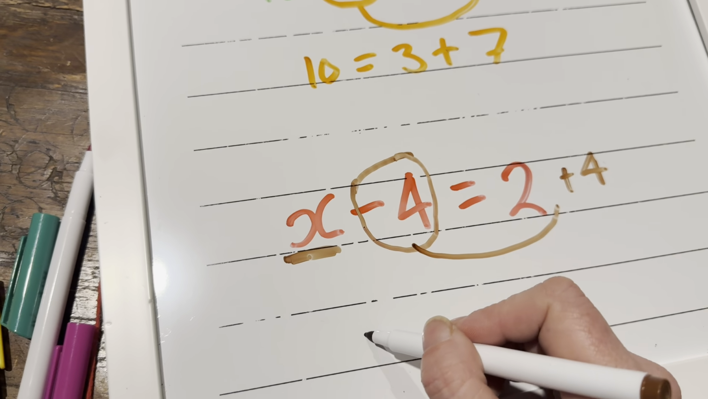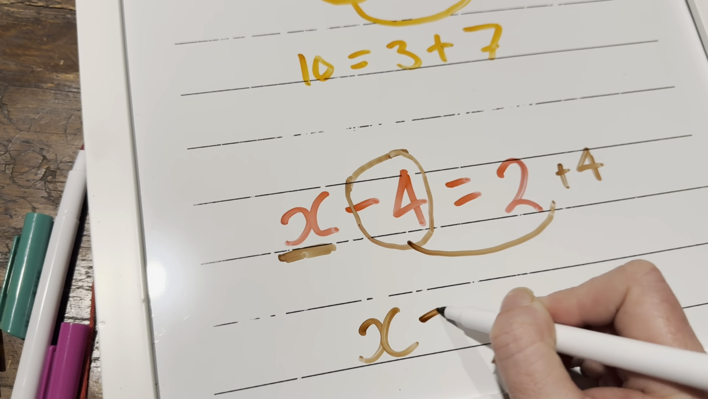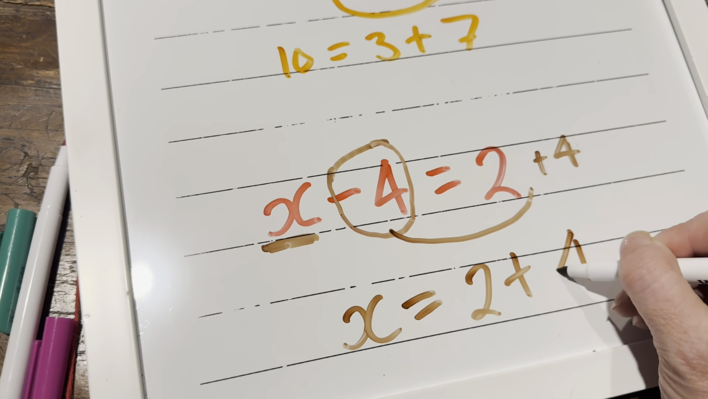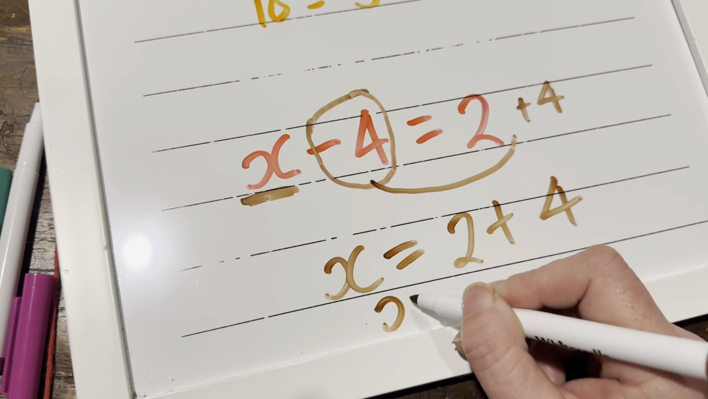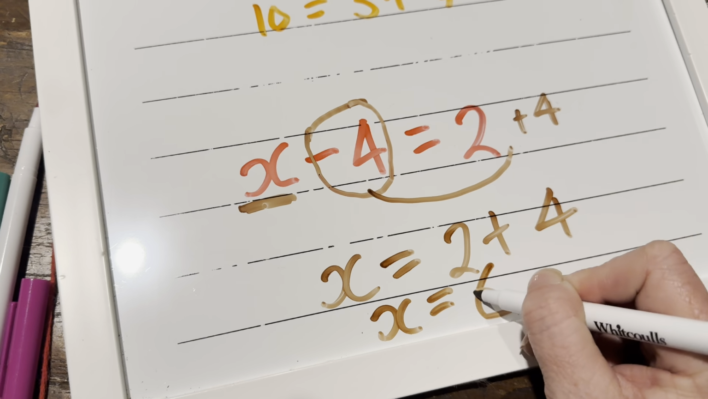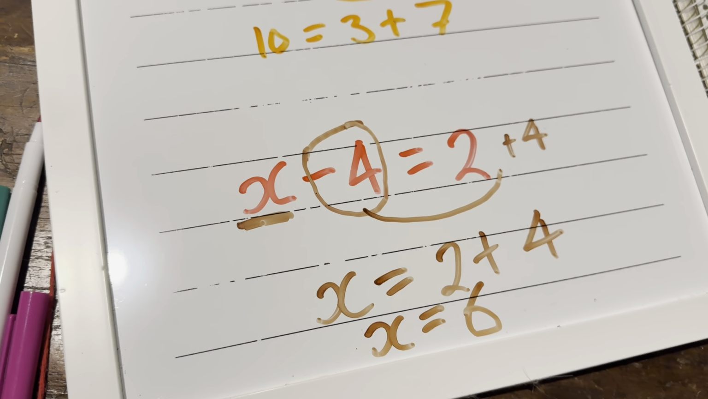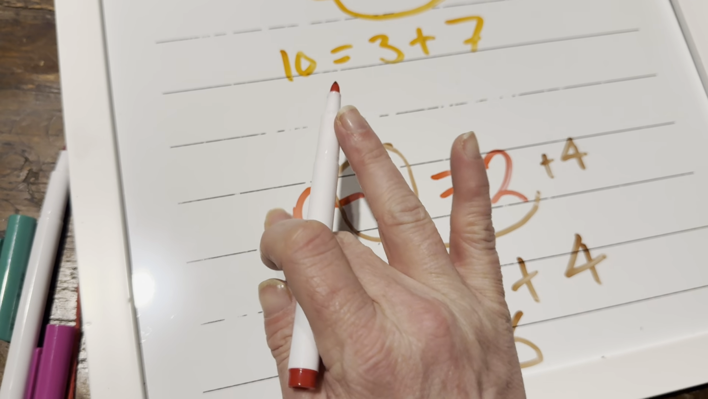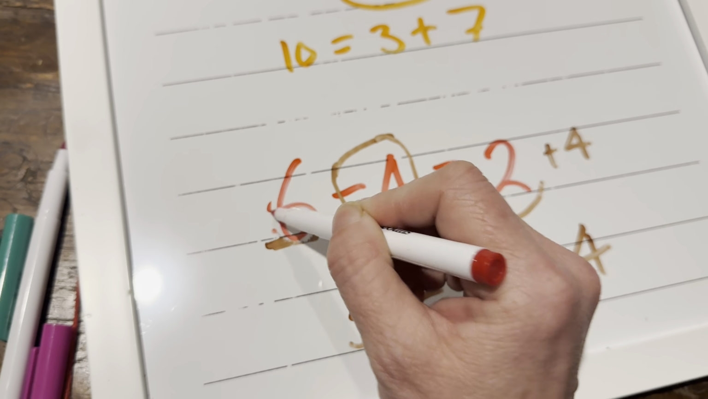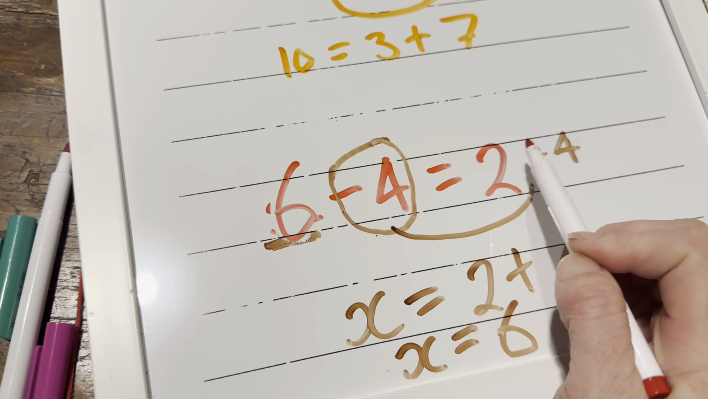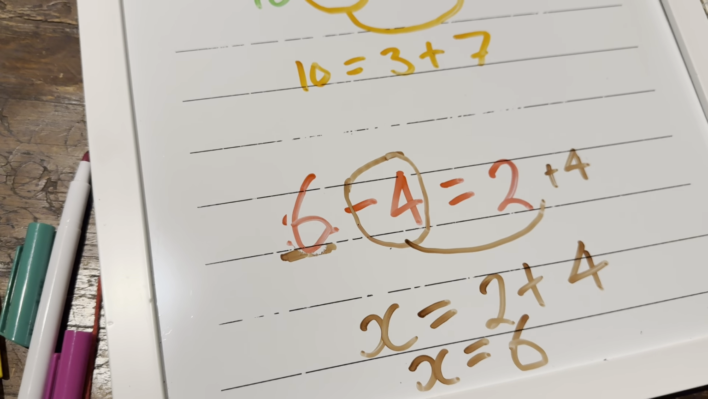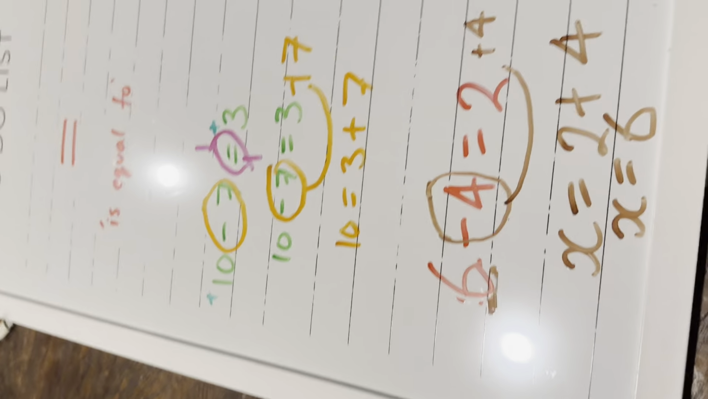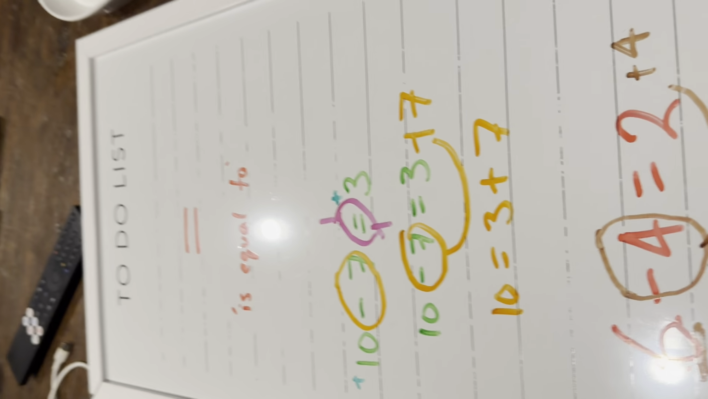And so our answer is x is equal to 2 plus 4. Therefore, x is equal to 6. And because we want to check our work, if we put that back into the original equation, x is equal to 6. 6 minus 4 equals 2. We are right. So, thank Mr. Robert Record, who was born in 1510, for the equal sign.